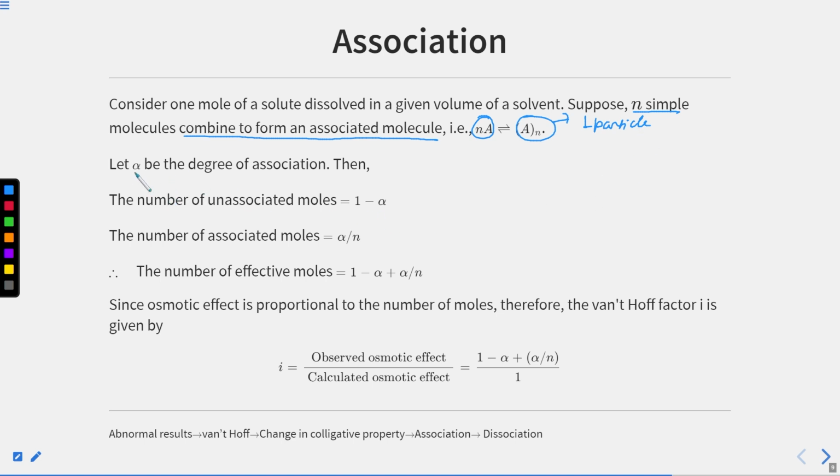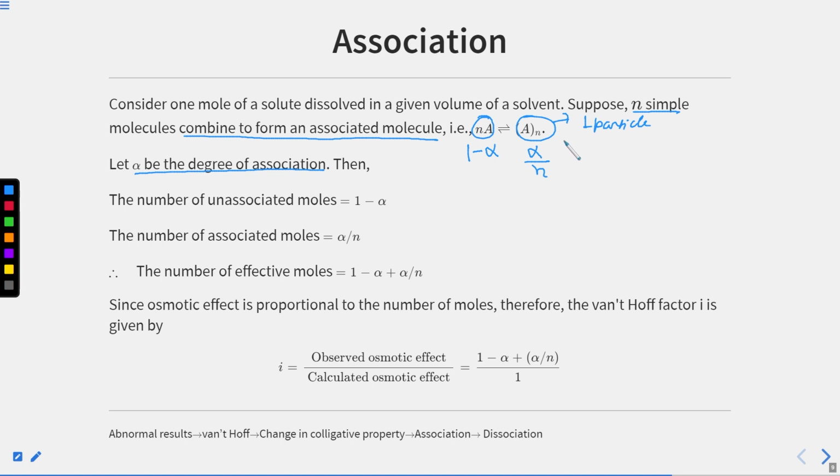Now suppose alpha is the degree of association. Then the number of unassociated particles will be 1 minus alpha, since we have taken initially 1 mole. And the number of associated particles that will form will be alpha by n. How is it alpha by n? Do not get confused with it.